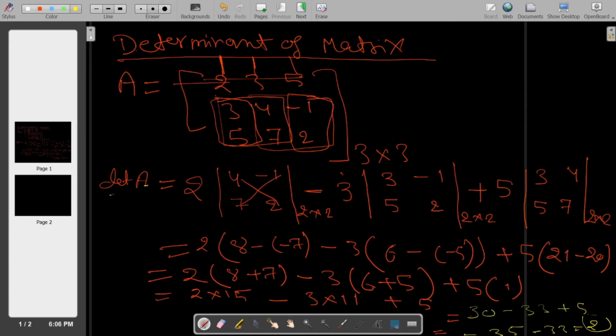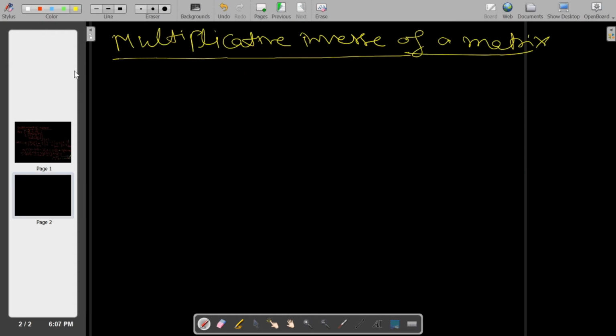So here this is the determinant of a matrix. This is the determinant of a 3 by 3 size matrix. So now let's go and find out. We have seen we have a real number. So do we have any real number which gives the result as 1?